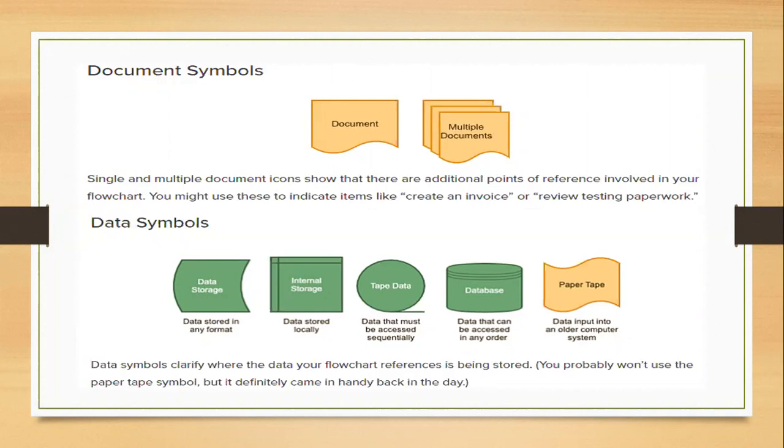There are so many criteria for storing data. If the data is stored in any format randomly, then the symbol is the first one. If the data is stored in a local storage device, that means internal storage contains the information, then the rectangular square format with diagonals in the border is used, showing the RAM storage. So the process is already in our system, we are just using that one. That means it's stored locally.